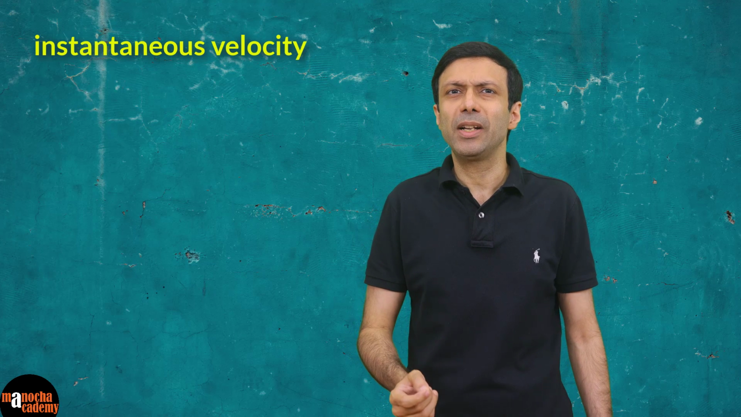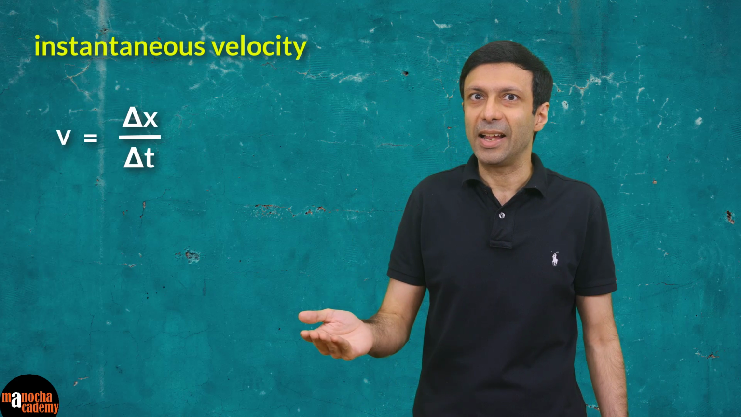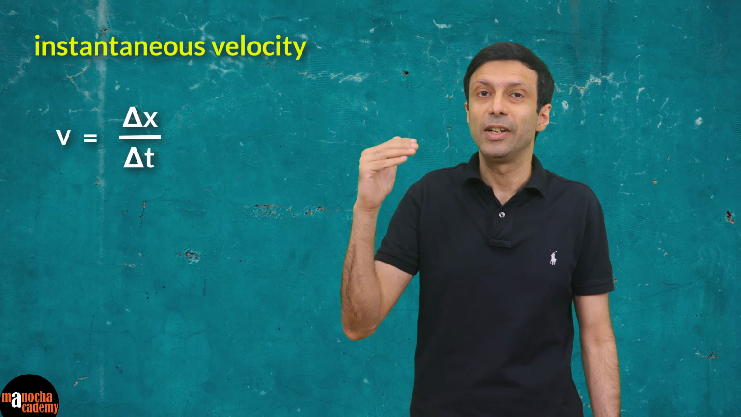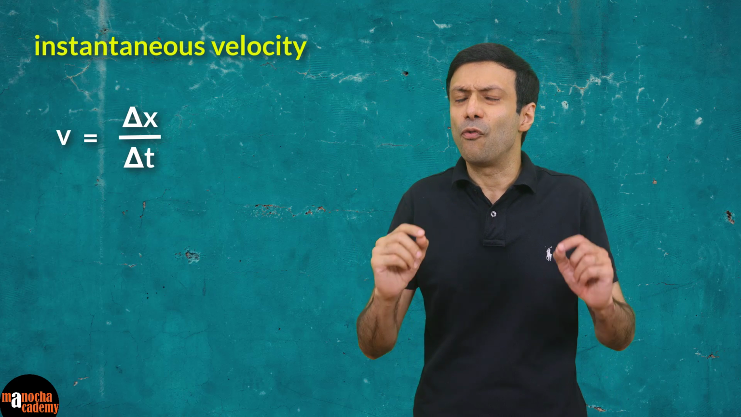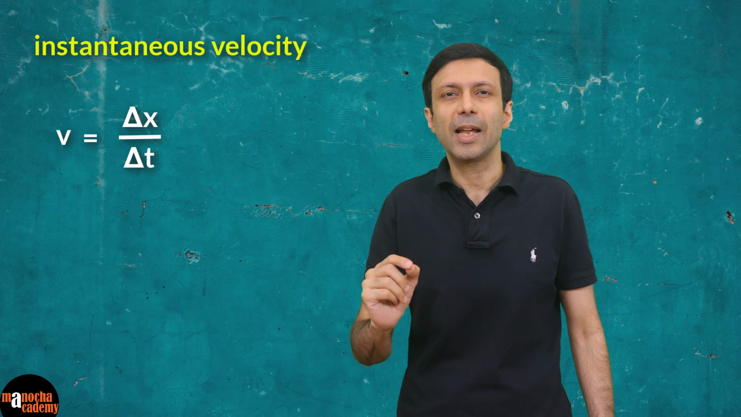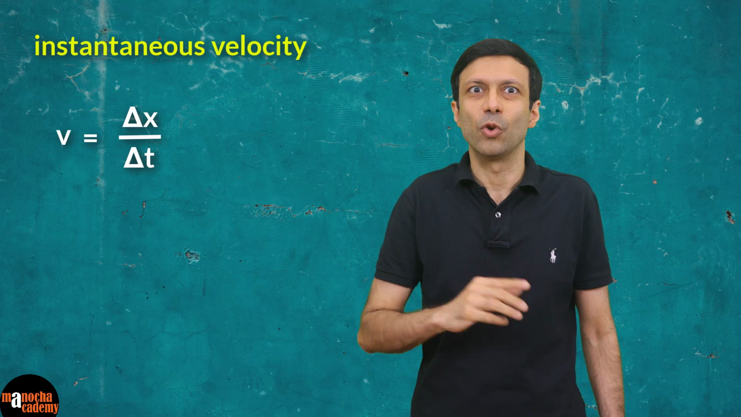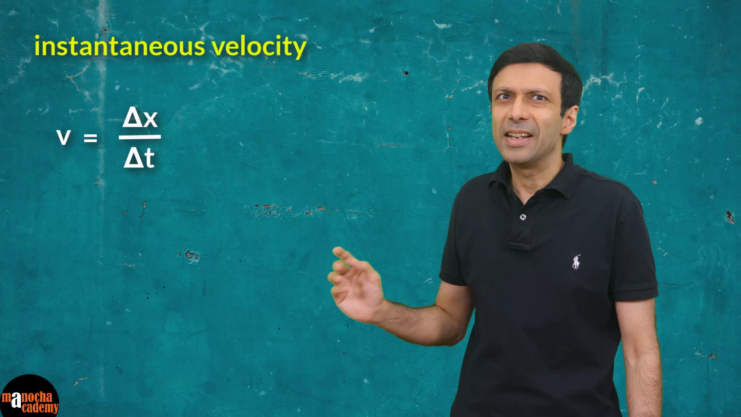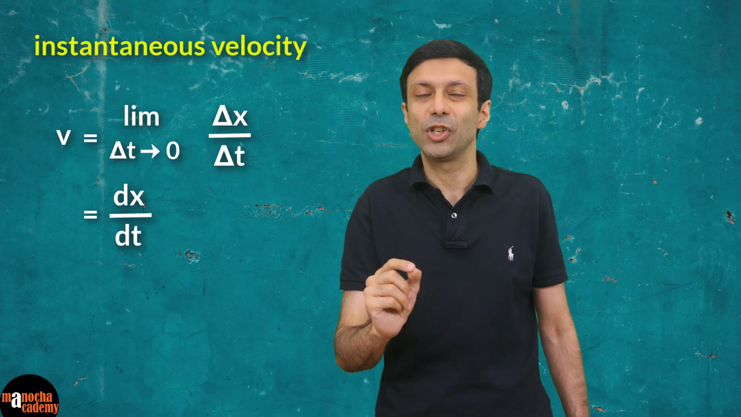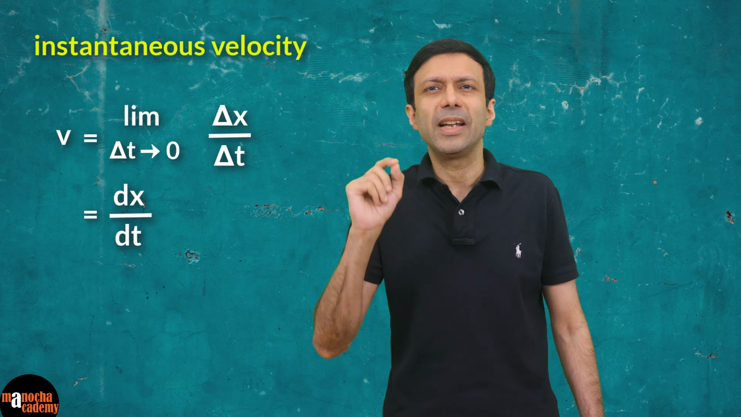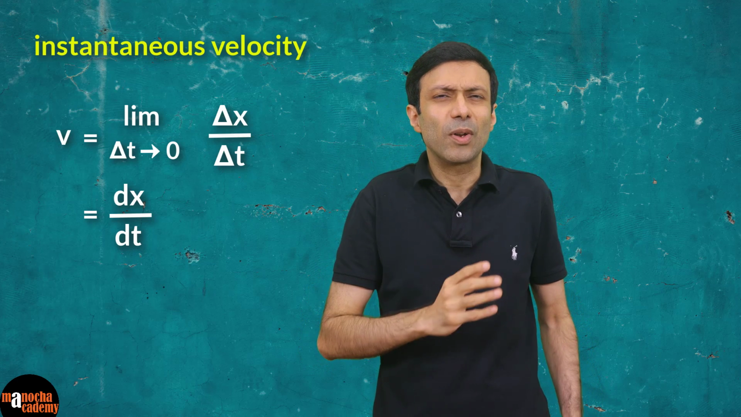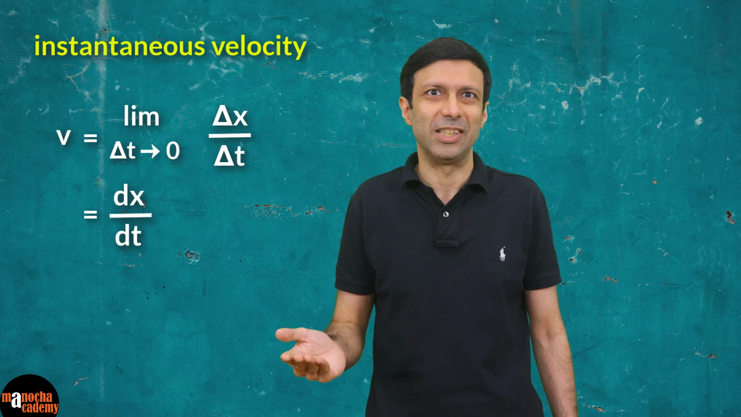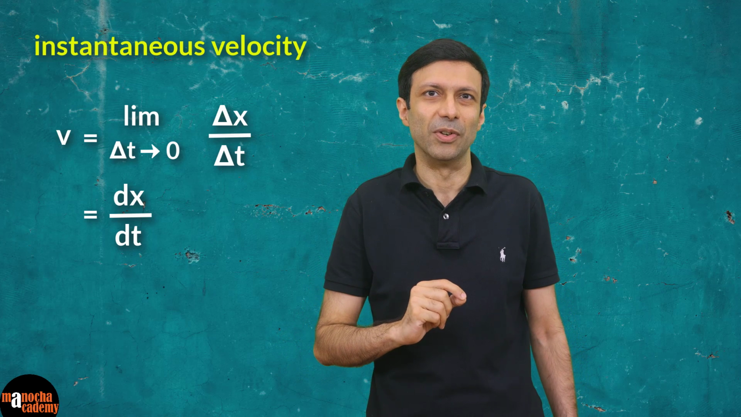Just like we have instantaneous speed, we can also define instantaneous velocity, v, as the displacement in a very short interval of time. The velocity formula is delta x divided by delta t, change in displacement by change in time. For instantaneous velocity, we want the time interval to be very, very small. So we write it as limit delta t tending to 0. This notation means that delta t is not 0, but it's a very, very small number. That's why we are saying tending to 0, moving towards 0. So very tiny time interval.